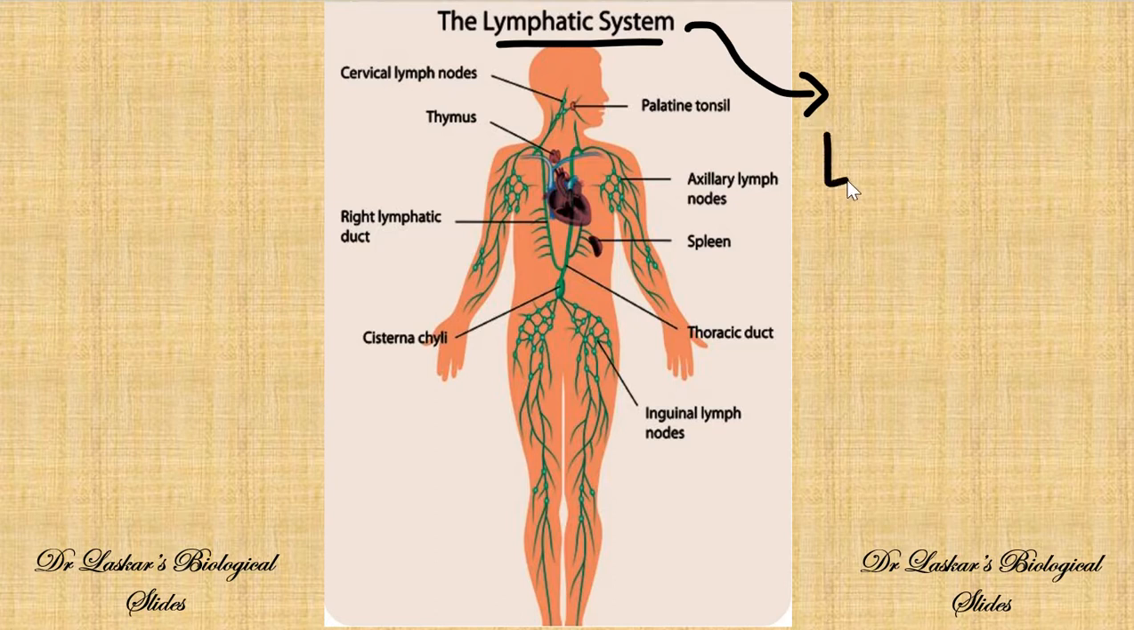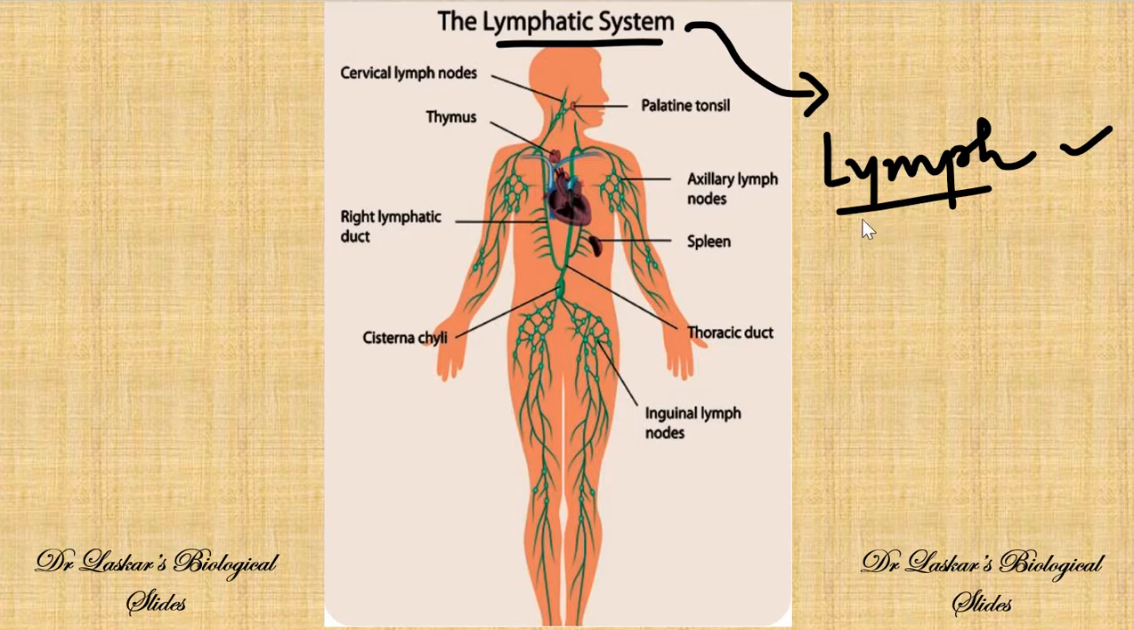Not only this, the lymph which is flowing through these lymph vessels or lymphatic capillaries is one kind of tissue fluid, and it is an important carrier for nutrients and hormones. As you all know, blood helps in the transportation of nutrients and hormones. Lymph fluid also performs the same kind of function.